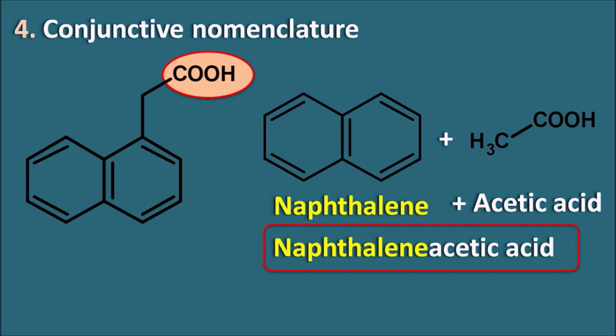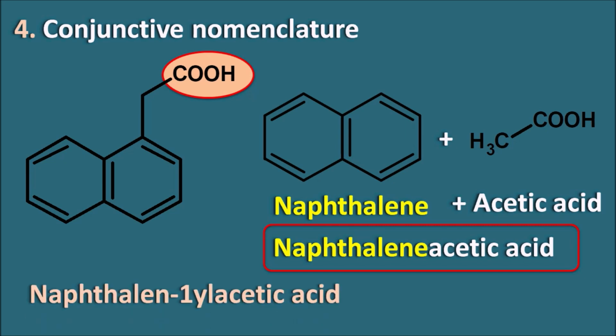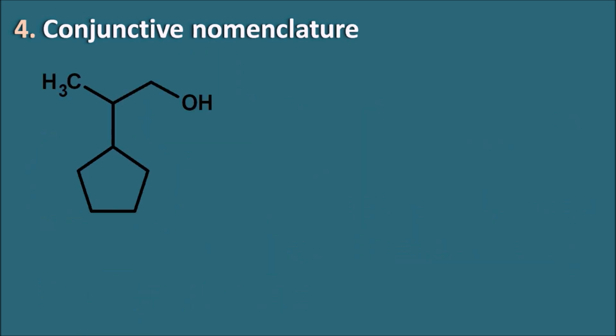And if we try to write this name by substitutive nomenclature, then the name of this compound is naphthalen-1-yl acetic acid. Here yl indicates we are going to use a substitutive nomenclature. So naphthalen-1-yl acetic acid, that is the substitutive nomenclature, and you can see the naming by both of these nomenclatures is somewhat similar. Now let us take another example.